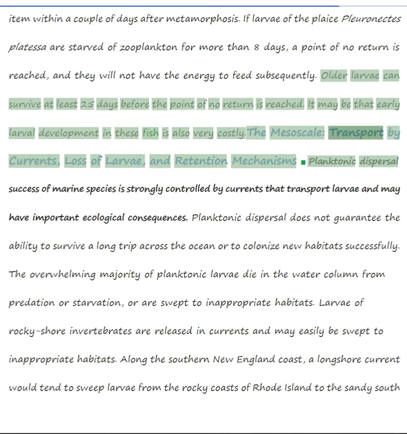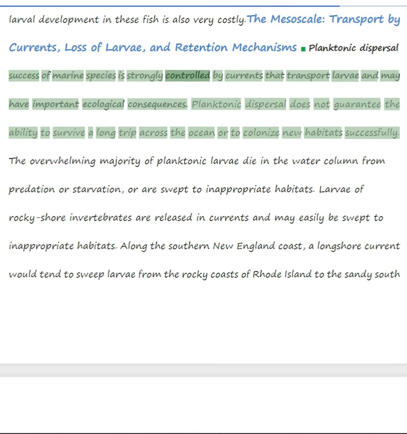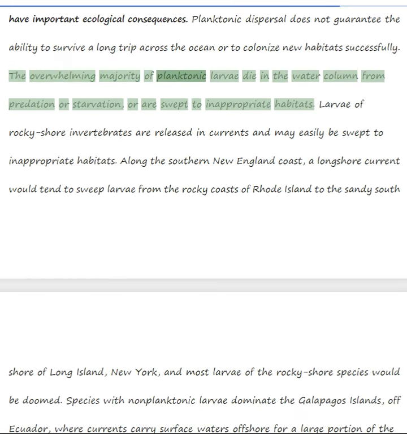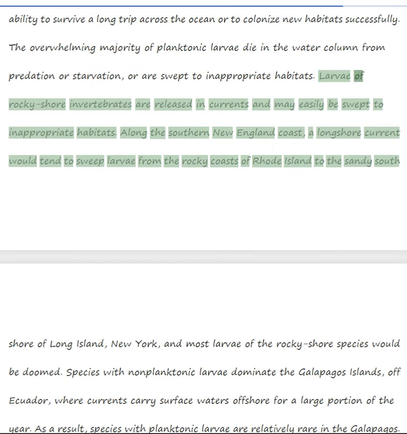The mesoscale: transport by currents, loss of larvae, and retention mechanisms in planktonic dispersal. Success of marine species is strongly controlled by currents that transport larvae and may have important ecological consequences. Planktonic dispersal does not guarantee the ability to survive a long trip across the ocean or to colonize new habitats successfully. The overwhelming majority of planktonic larvae die in the water column from predation or starvation, or are swept to inappropriate habitats. Larvae of rocky shore invertebrates are released in currents and may easily be swept to inappropriate habitats.